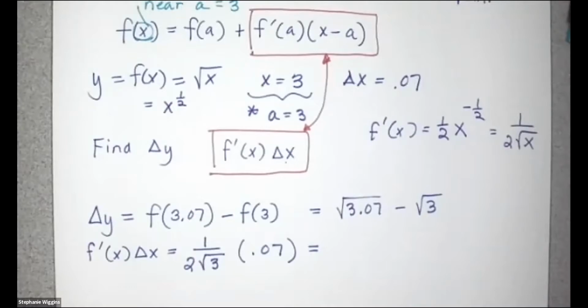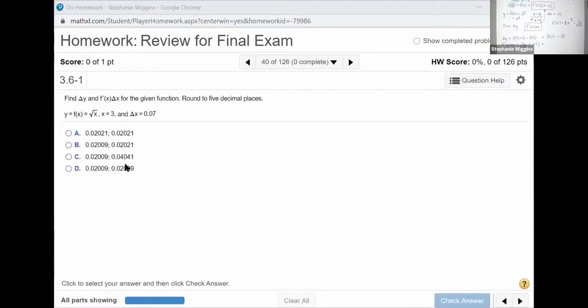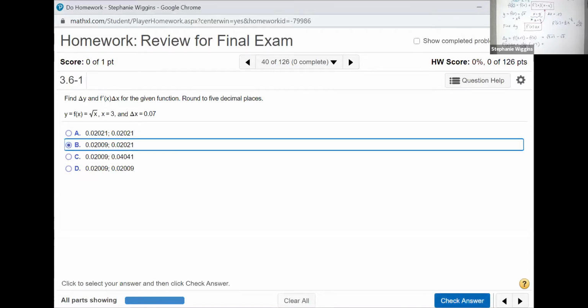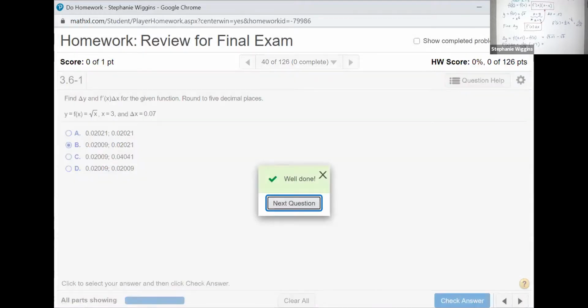Whoops, I wanted to go to the other screen here just a second. There we go. So it looks like B is the correct choice. All right.